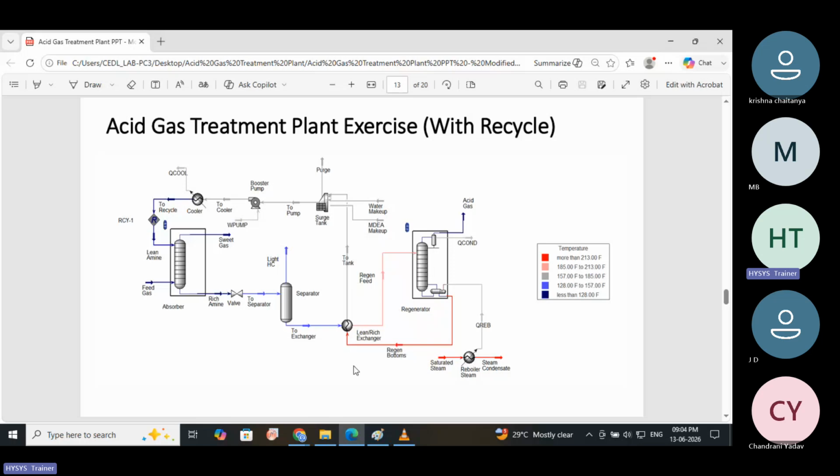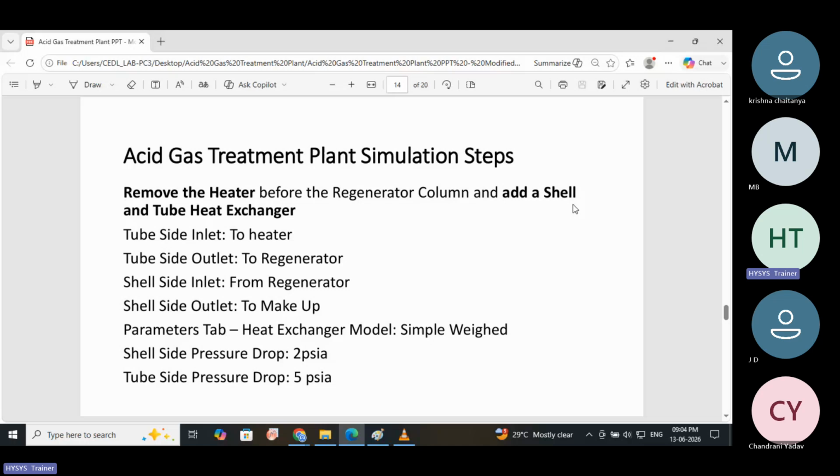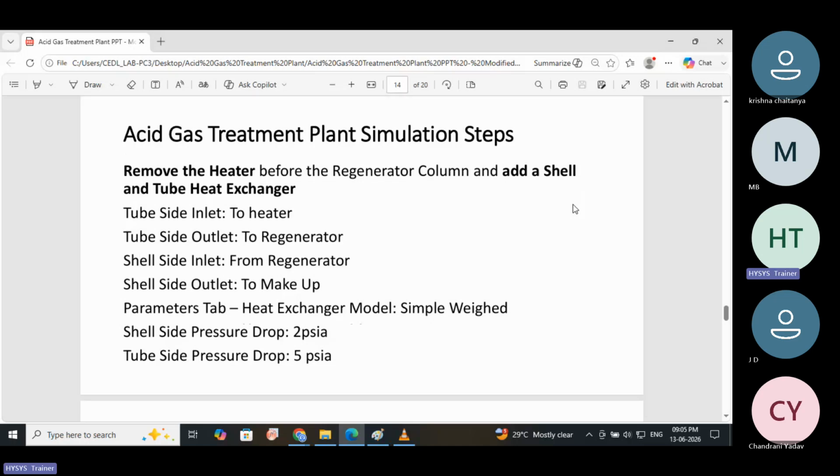The only difference is that this heater is exchanged by this heat exchanger. We have added this makeup block, booster pump, and the cooler. So these are the next steps. We can call it: remove the heater before the regenerator column and add a shell and tube heat exchanger. These are the inputs for that shell and tube heat exchanger. The heat exchanger model that we are going to use is a simple model. The shell side pressure drop and tube side pressure drop are given to us.